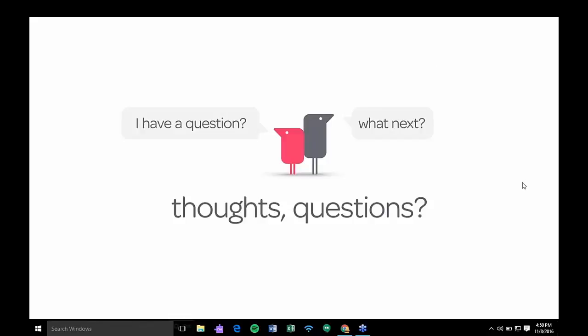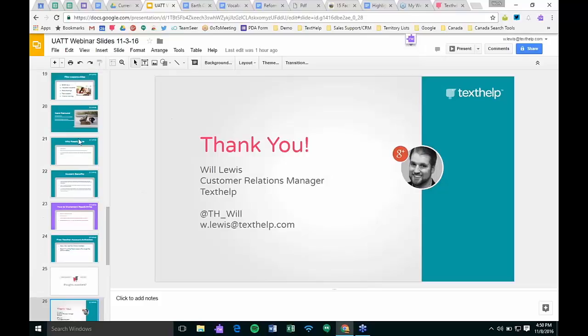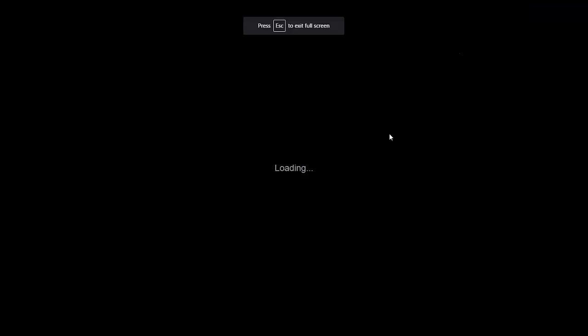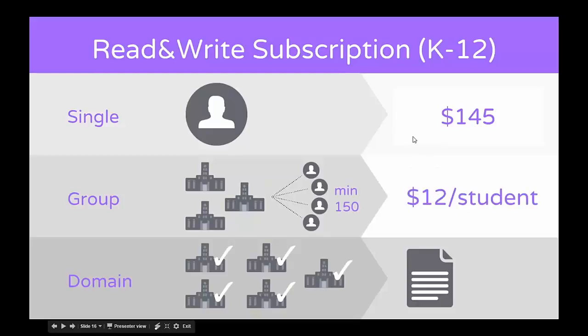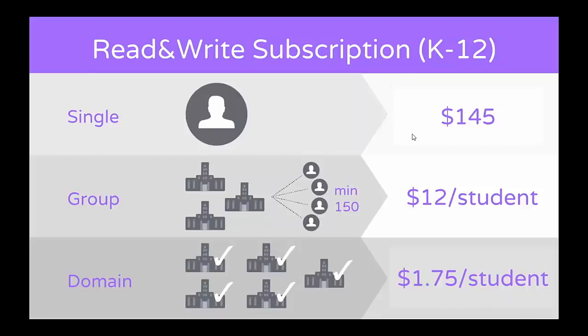Oh wait, we have one question. Oh yes, how it's pushed out to students, thank you Ken. Robert, yes, I can go over the pricing structure again. Let me jump back to my pricing slide. So there's 3 levels. There's a single license, $145 a year. That's one student. The group license is $12 a student a year, minimum purchase of 150 students, and the domain license is $1.75 a student per year. It's renewed on a 12-month cycle.